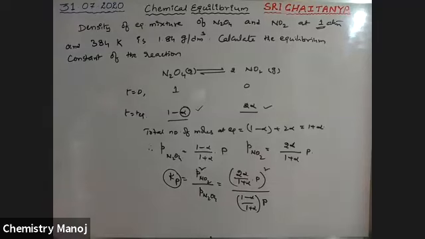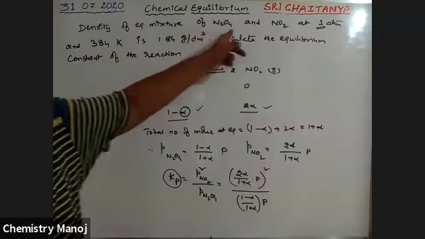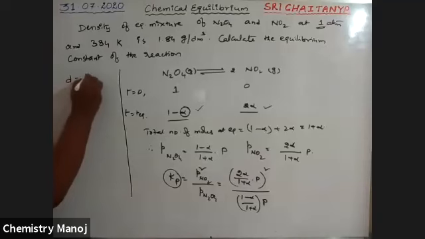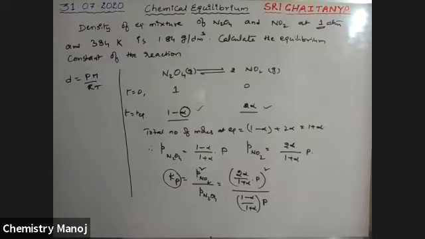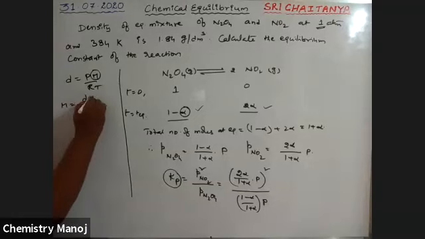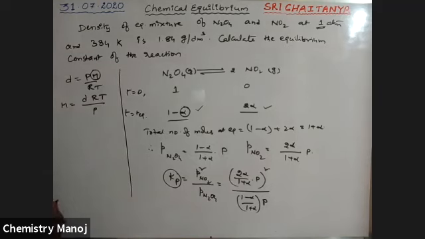Alpha is nothing but the degree of dissociation. That degree of dissociation is calculated with the help of the given data. How to find out the degree of dissociation? The density of the gaseous mixture is given to you. Density is equal to PM by RT. So pressure is given, and you want to find out the molecular mass of the gas. Molecular mass is equal to dRT by P.